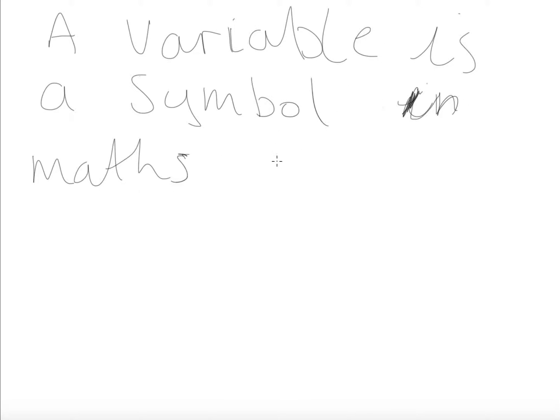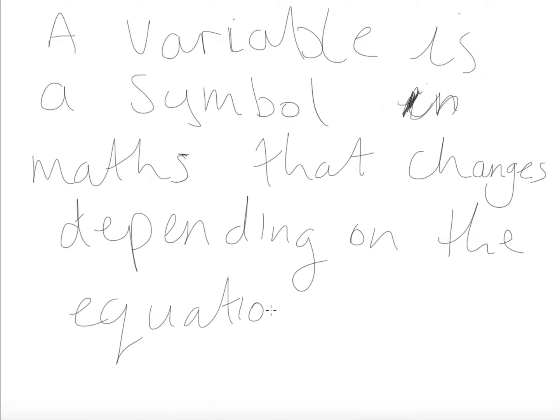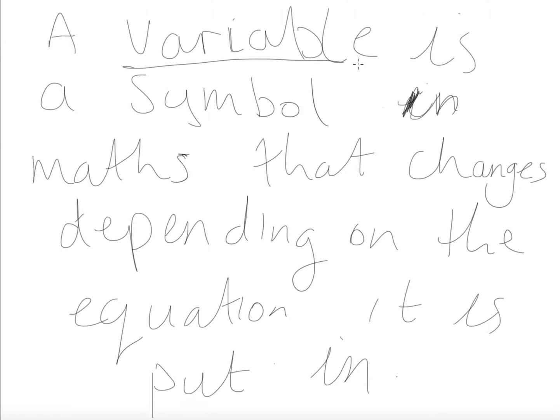So a variable is a symbol in maths that changes depending on the equation it is put in. Okay, this is my definition for a variable.